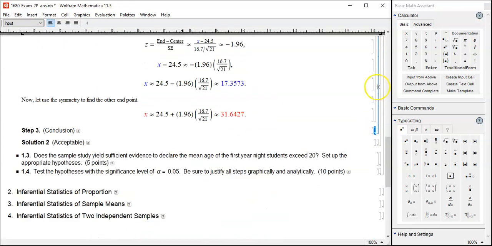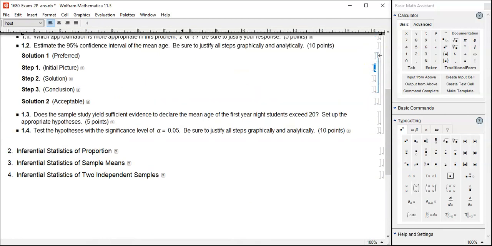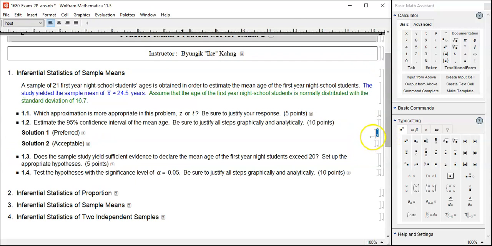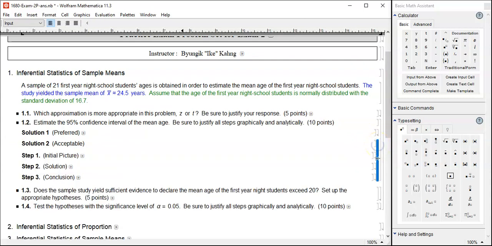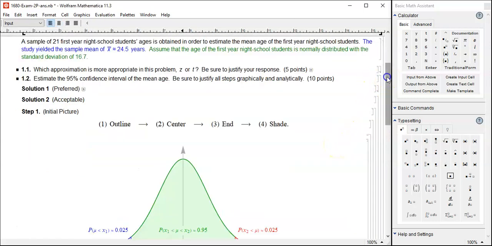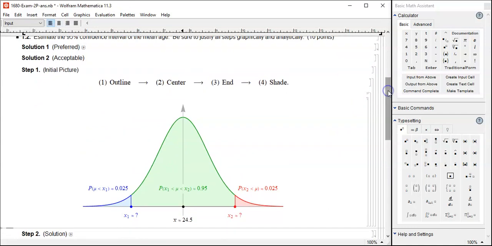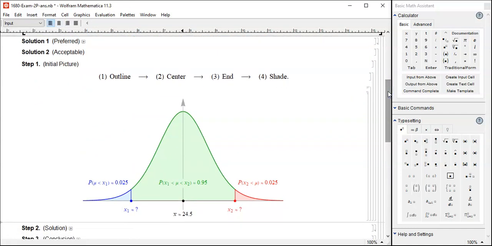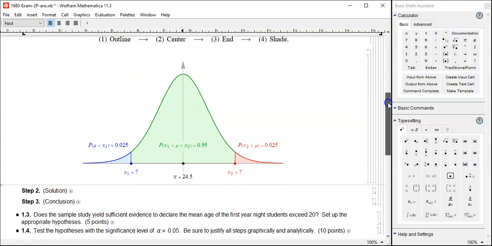Okay, that was the z approximation method. Let's use the t-curve. Initial picture, well, with the naked eye, you cannot see any distinction between one and the other. If you use a hand-drawn picture, then there is absolutely no way to tell whether it's a z-curve or t-curve. Center 24.5 and then otherwise identical structure. Now for the t-curve, it's going to be more convenient to find x2, this one right inside. For the z-curve, this was more convenient. Let's find it.